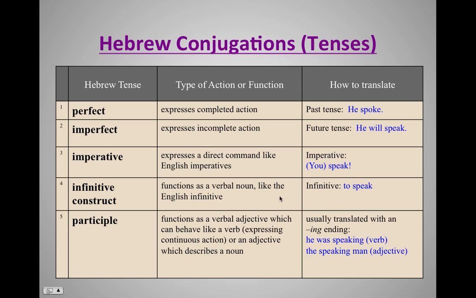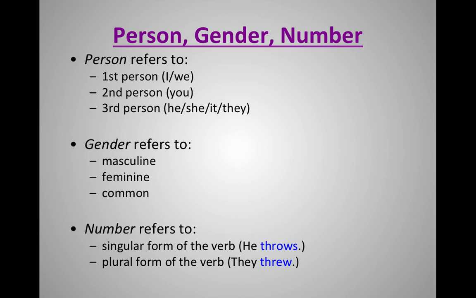So begin to associate perfect verbs with past tense, imperfect with future tense, imperatives, just like regular English imperatives, they're a command, that infinitives function just like English infinitives for the most part, to speak, and that participles are rendered with an ing ending that denotes that ongoing action. So these are our 5 tenses or conjugations. We could call them either one.